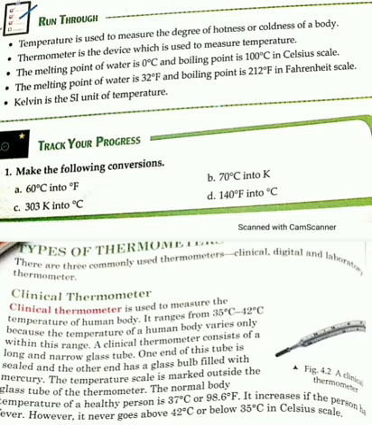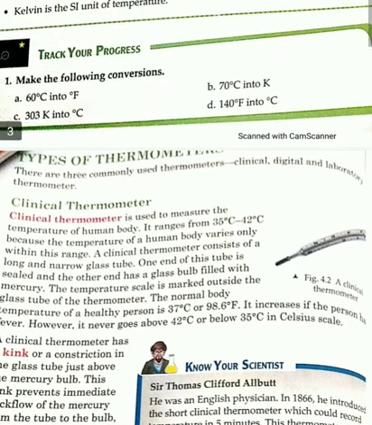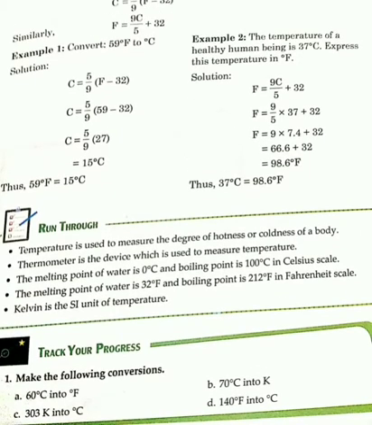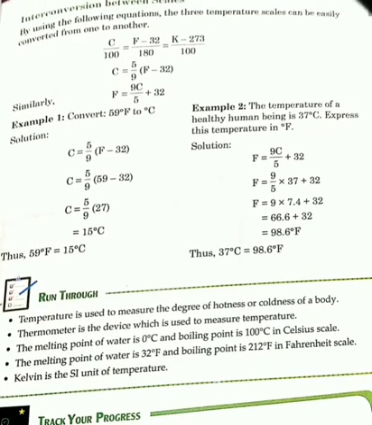In our next lecture, we are going to do different types of thermometer. Generally, we have 3 different types of thermometer: the first one is the clinical thermometer, then the digital thermometer, and then the laboratory thermometer. Up to here, it is suggested that you should do all the numericals which were given in Track Your Progress, so that things will be easier for you.